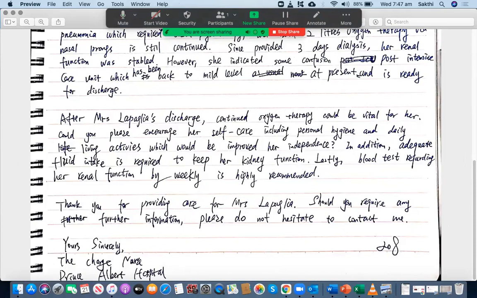Lastly, blood test regarding her renal function by weekly is highly recommended. That's all right. That's okay. Thank you for providing care for Mrs. Lapaglia. Should you require any further information, please do not hesitate to contact me. Yours sincerely, the charge nurse, Prince Albert Hospital.